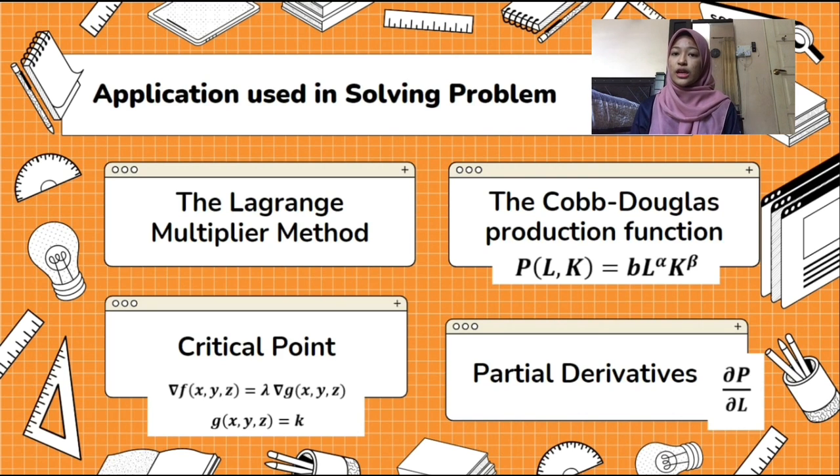Last but not least, partial derivative. We illustrate how a particular variant of their models follows certain economic assumptions. The rate at which production changes in relation to the quantity of labor is represented by the partial derivative.